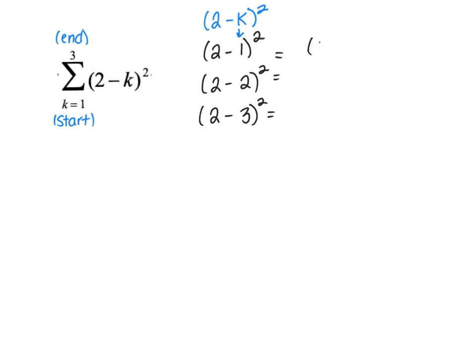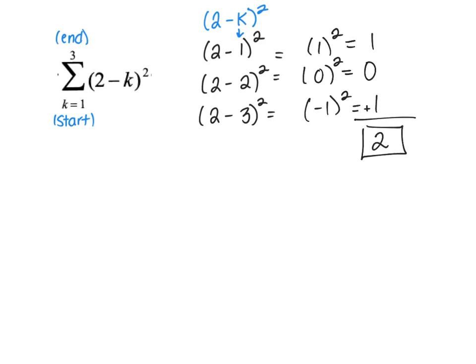So 2 minus 1 is 1. 1 squared is 1. 2 minus 2 is 0. 0 squared is 0. 2 minus 3 is negative 1. Negative 1 squared is 1. So if we add these up, our sum is 2.